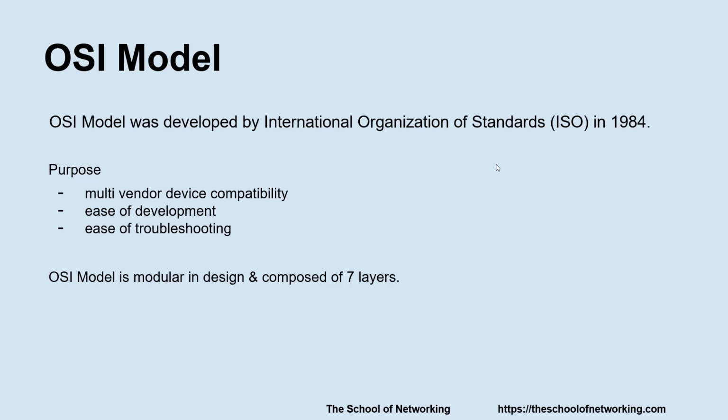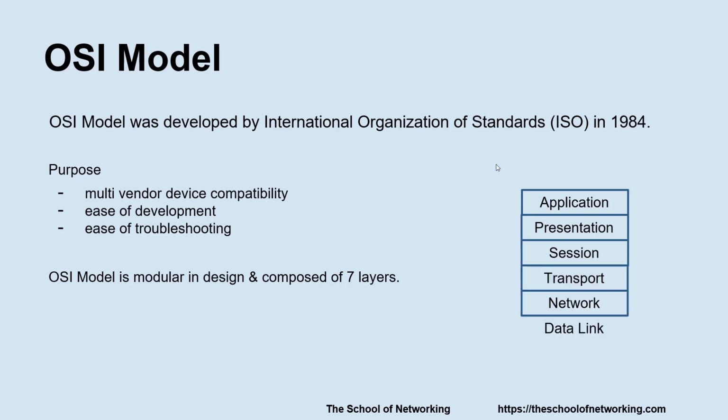This OSI model was modular in design and composed of 7 layers. The 7 layers are the application layer, presentation layer, session layer, transport layer, network layer, data link layer and physical layer. The application layer is layer 7 and the physical layer is layer 1. The application, presentation and session layers are also referred to as the upper layers, and the transport layer, network layer, data link layer along with the physical layer are referred to as the lower layers.